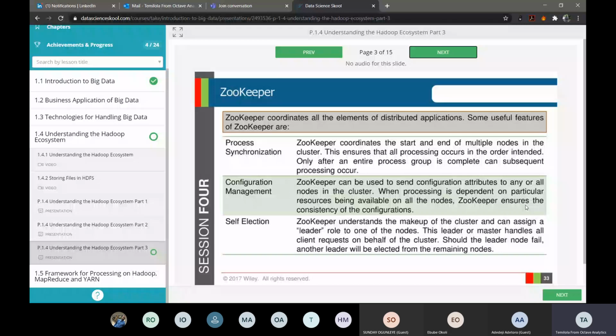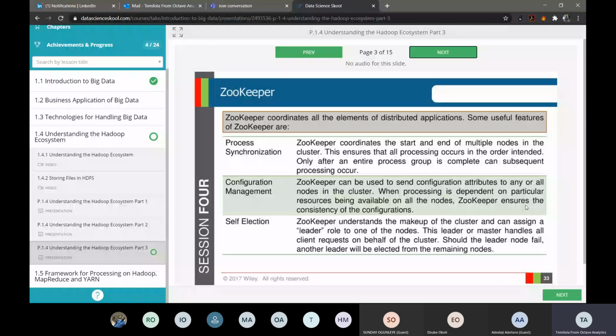Then you also have Flume. Flume is also another application used in interacting with the Hadoop ecosystem environment. So what does Flume do? Flume is a distributed, reliable, and available system for efficiently collecting, aggregating, and moving large amounts of log data from many different sources to a centralized data store. So it's as if it is carrying the data stored in different sources to a centralized place for you. That's what Flume does.